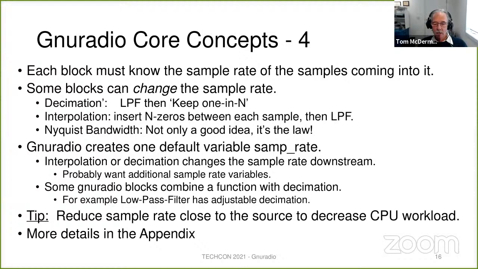Very handy. A tip, if, for example, you're receiving, reduce the sample rate close to the receiver in order to decrease the processor workload. It doesn't make any sense, for example, to have an audio processing chain where the squelch and the audio gain are all running at 1 million samples per second when there's no audio components that you care about higher than maybe 8 kilohertz. And so you can decimate close to the receiver and make your CPU breathe a little easier. More details in the appendix if you're interested.